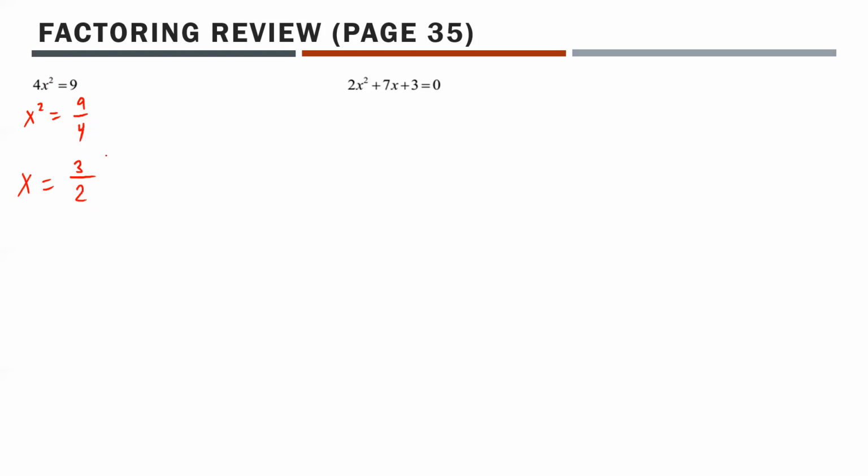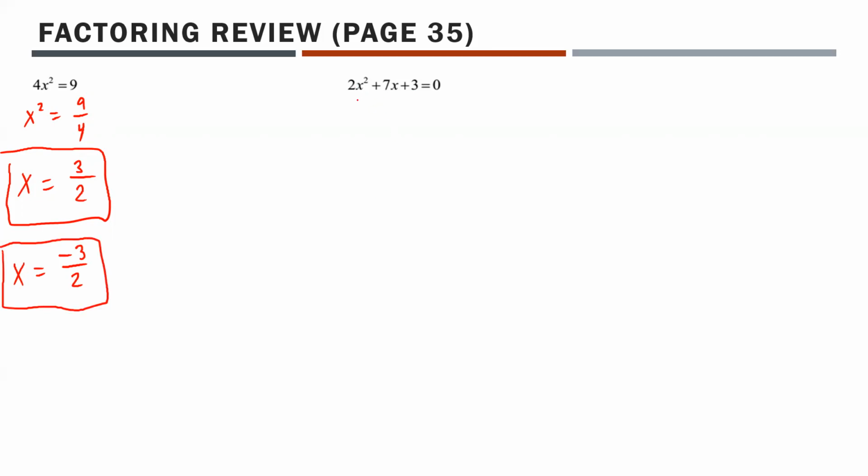But just keep in mind, when you square root a number, you can actually get the positive or the negative of that number. So not only do we have x equals 3 over 2, we also have to keep in mind that this could be x equals negative 3 over 2. Because again, when you square root something, it could be plus or minus that answer.